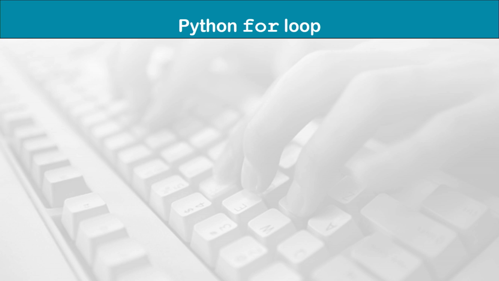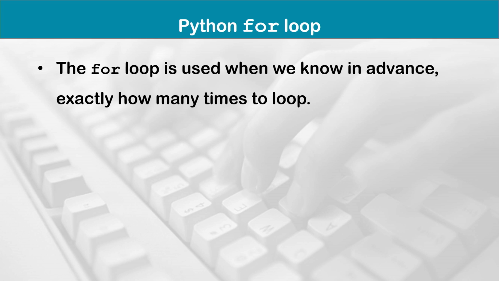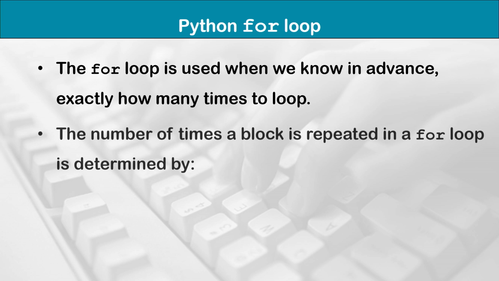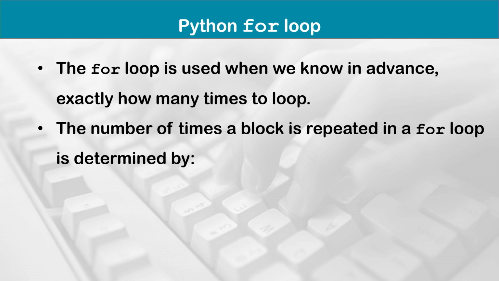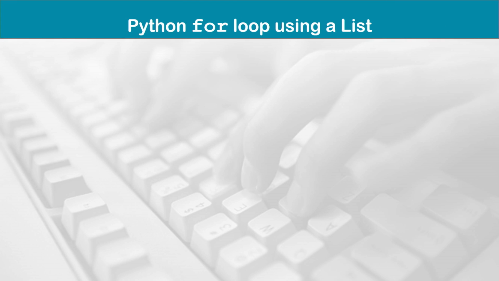Let us see the Python for loop. The for loop is used when we know in advance exactly how many times to loop. The number of times a block is repeated in a for loop is determined by a list or the range function. Let us see how a list is used to loop in Python.